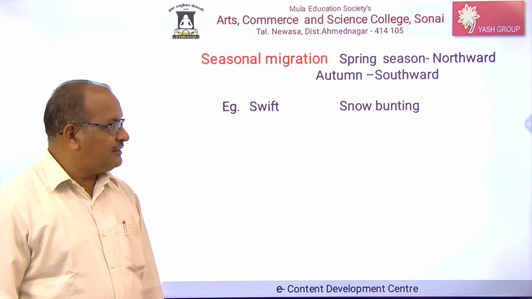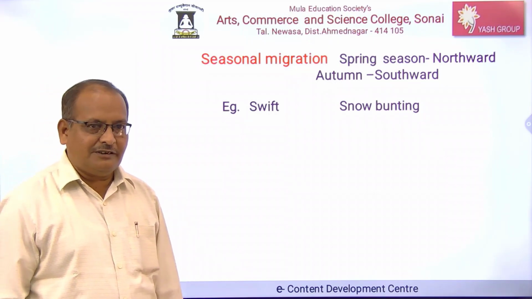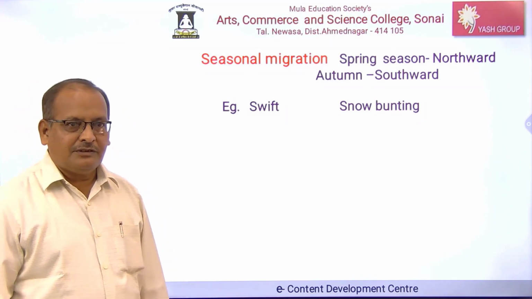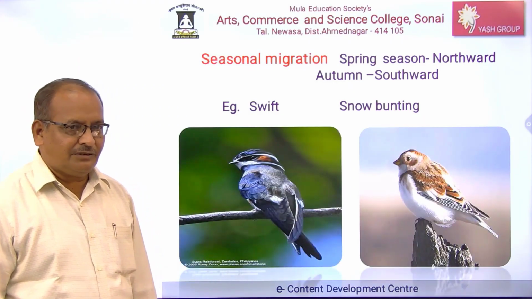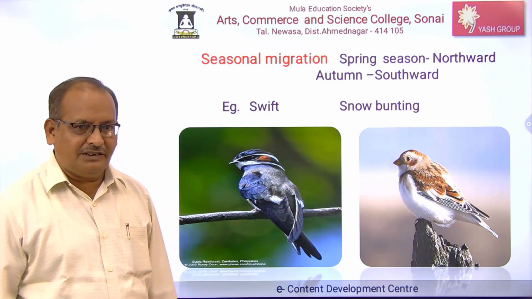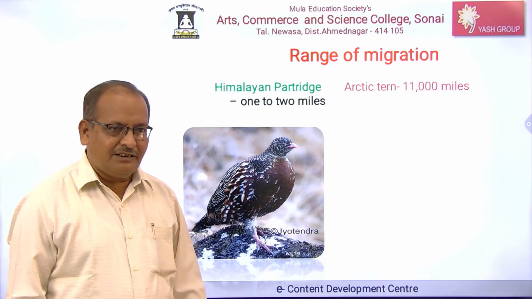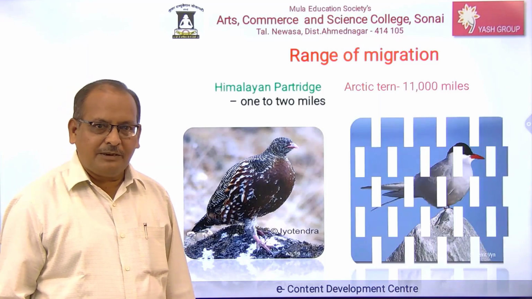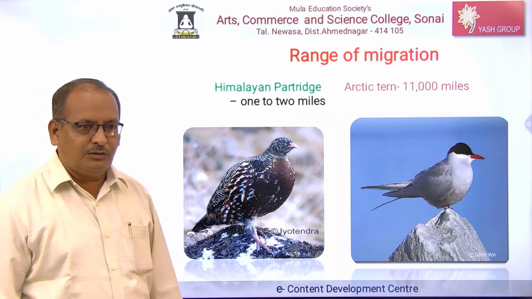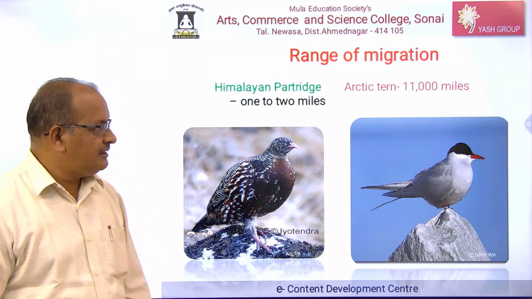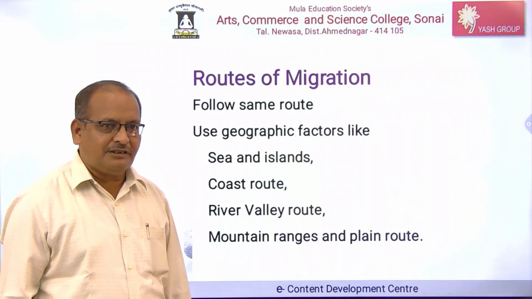The next type of migration is seasonal migration. During the spring season, these birds migrate towards the north, and during the autumn or winter season, they migrate towards the south. Again you can see two examples, the swift and the snow bunting. What is the range of migration? Birds migrate from 1 to 2 miles up to 11,000 miles. The Himalayan partridge migrates only 1 to 2 miles, whereas the Arctic tern migrates about 11,000 miles, from the American continent to the Asian continent.